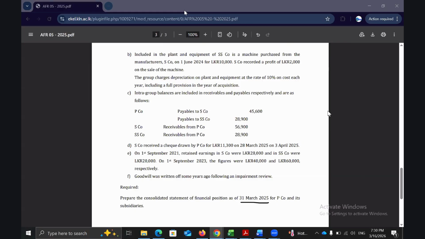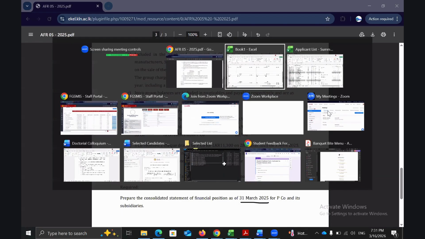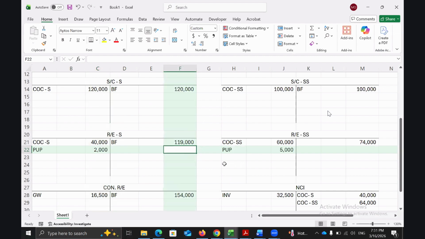Okay, good. Now, if we are preparing the financial statements as of 31st March 2025, then we need to charge for the depreciation for 2 whole years. Okay. Now in this case, for 1 year. Then who have charged the additional depreciation?